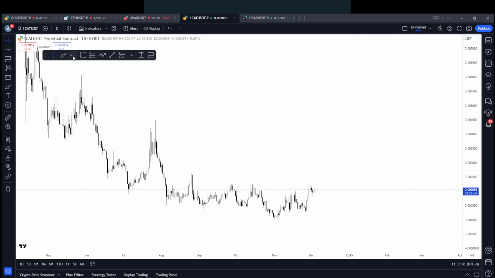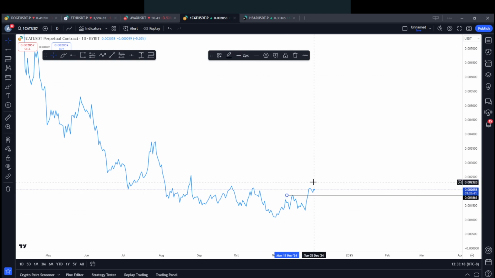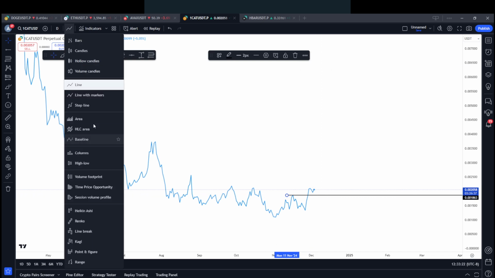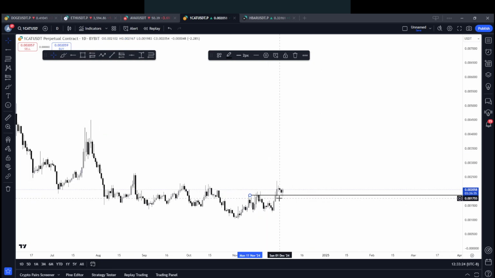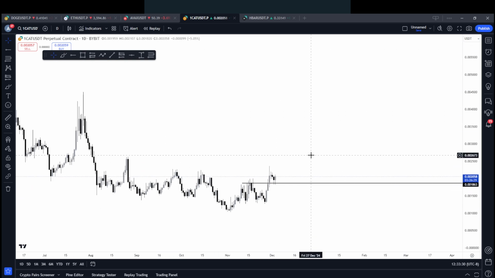So we do have a structure break right here. Let's go to a line chart. Here was the last lower high, right? We broke out, came back down, made another higher low here. Okay, we actually flipped that perfectly to support. Close the daily like this, you have a bearish engulfing candle. If we close the day like this, this would be a long, right?